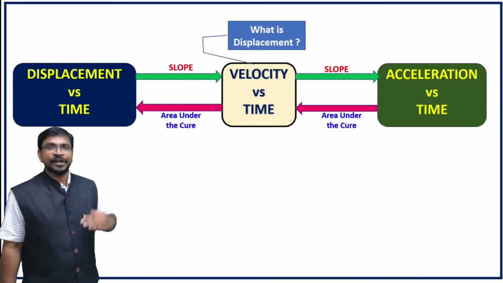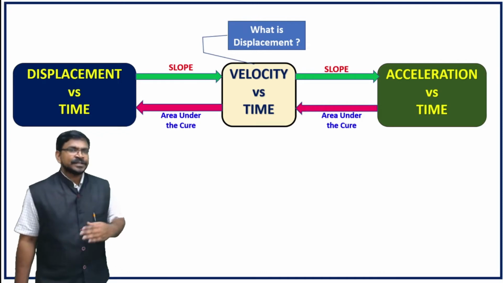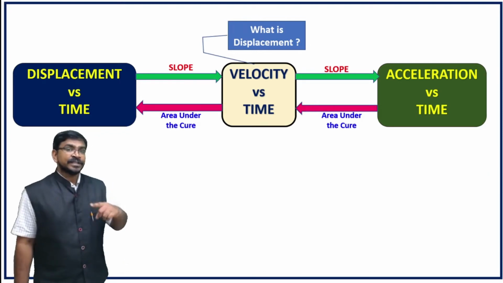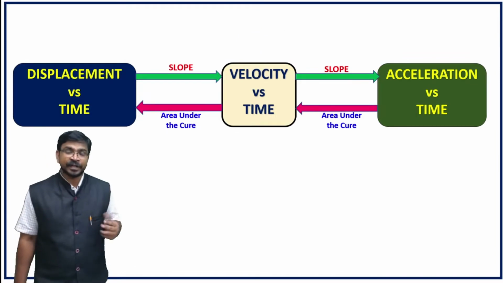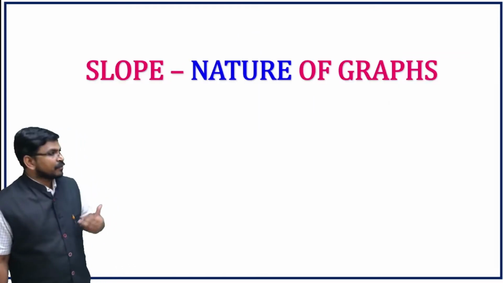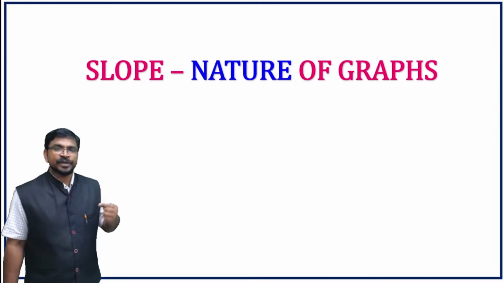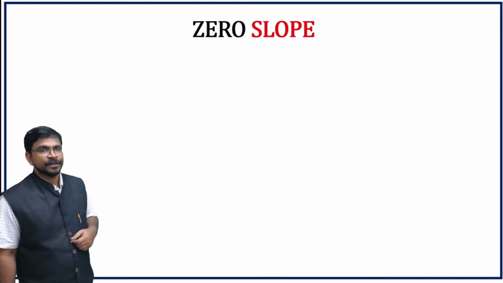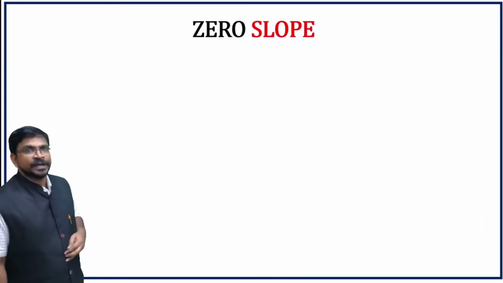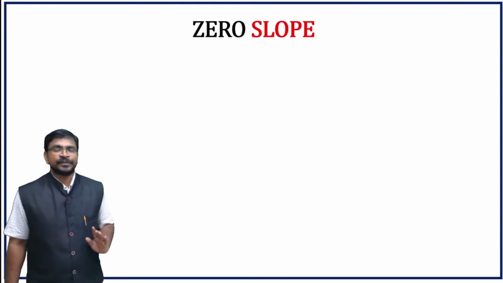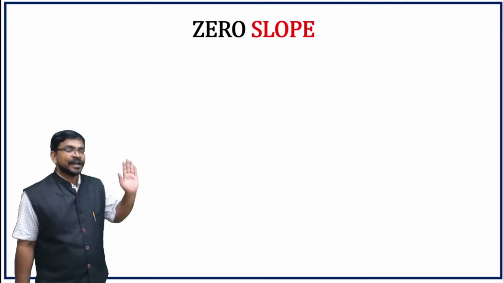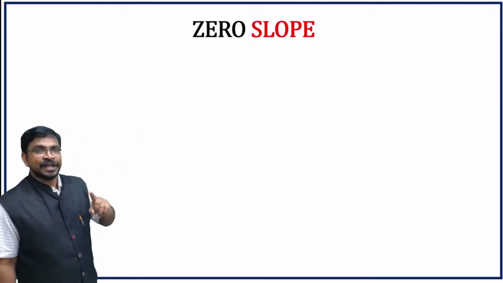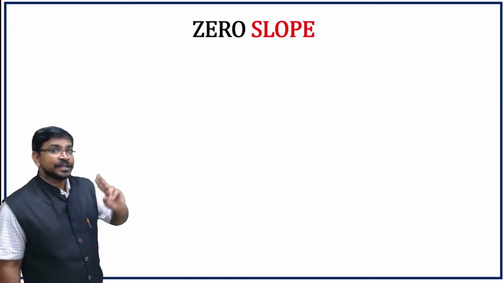This is a very simple procedure and you can solve problems very easily. And before going into the problem solving, let us understand the nature of the graph with respect to slope. That is a very important conceptual understanding. So our discussion is now slope versus nature of graphs. Suppose any quantity is having zero slope. Slope is nothing but tan theta. So here tan theta is 0. When tan theta is 0, theta is 0.